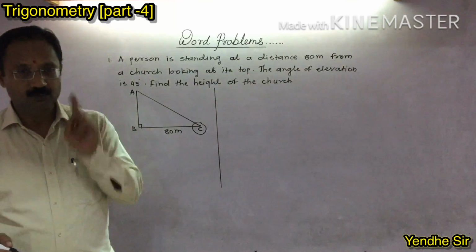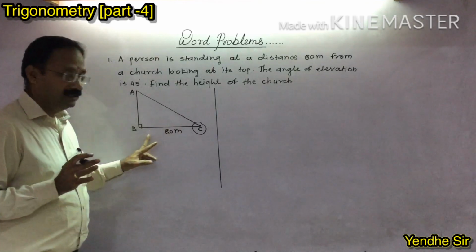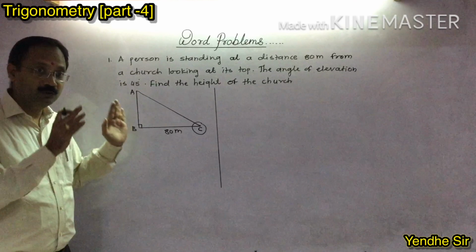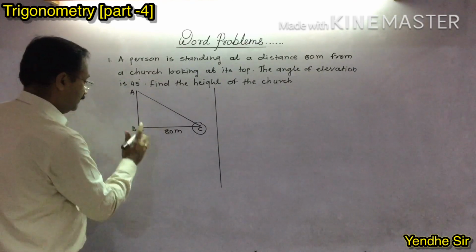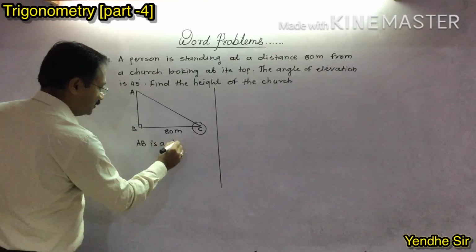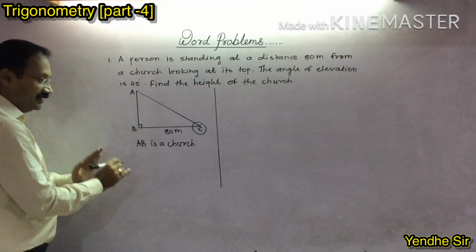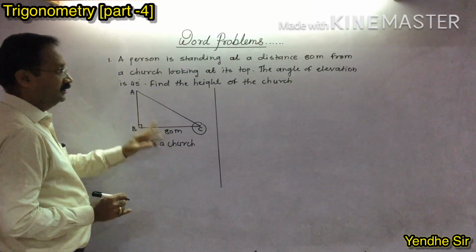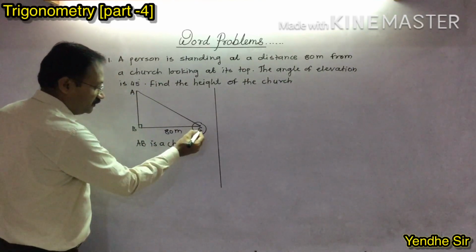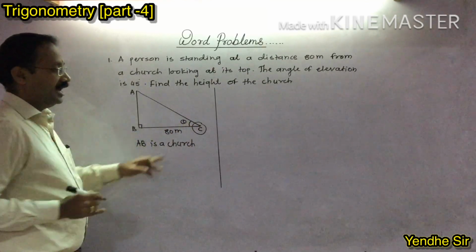You have to remember two things. One, diagram is compulsory. So remember, diagram is compulsory. After drawing the diagram, you have to write it. AB is a church. You have to write it. Okay? And then you have to write where the person is. At the point C. So I am going to tag it as theta.